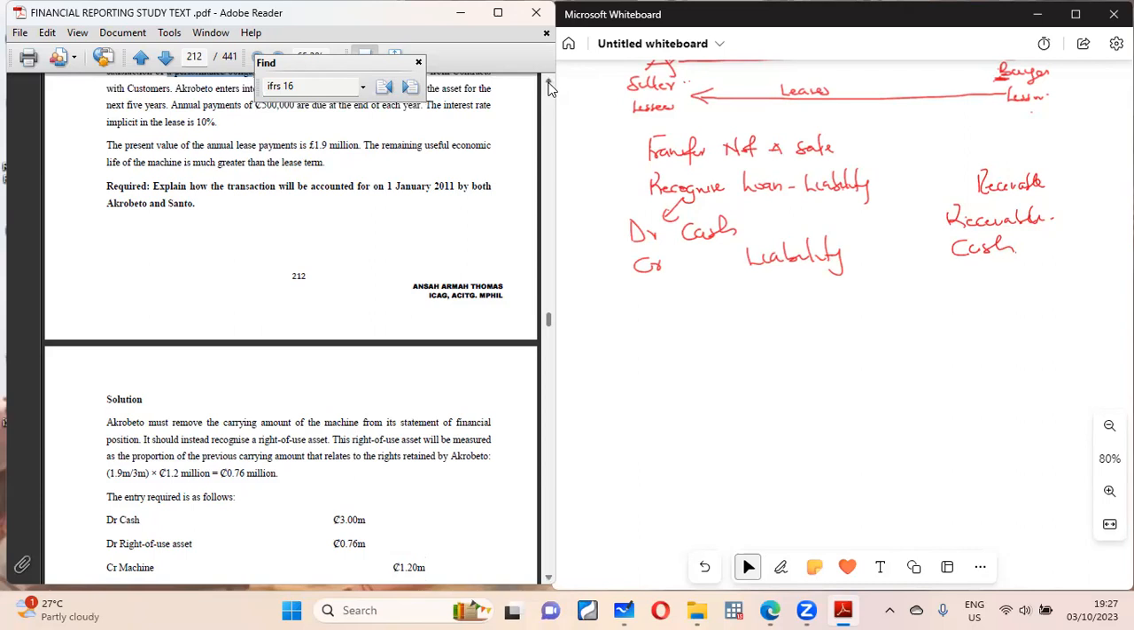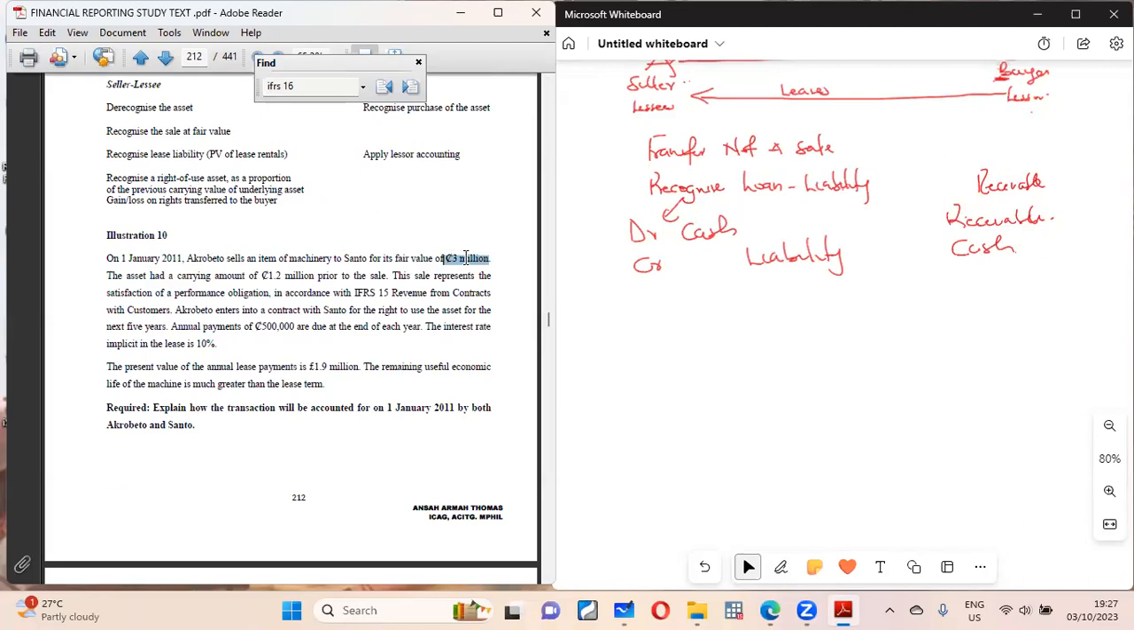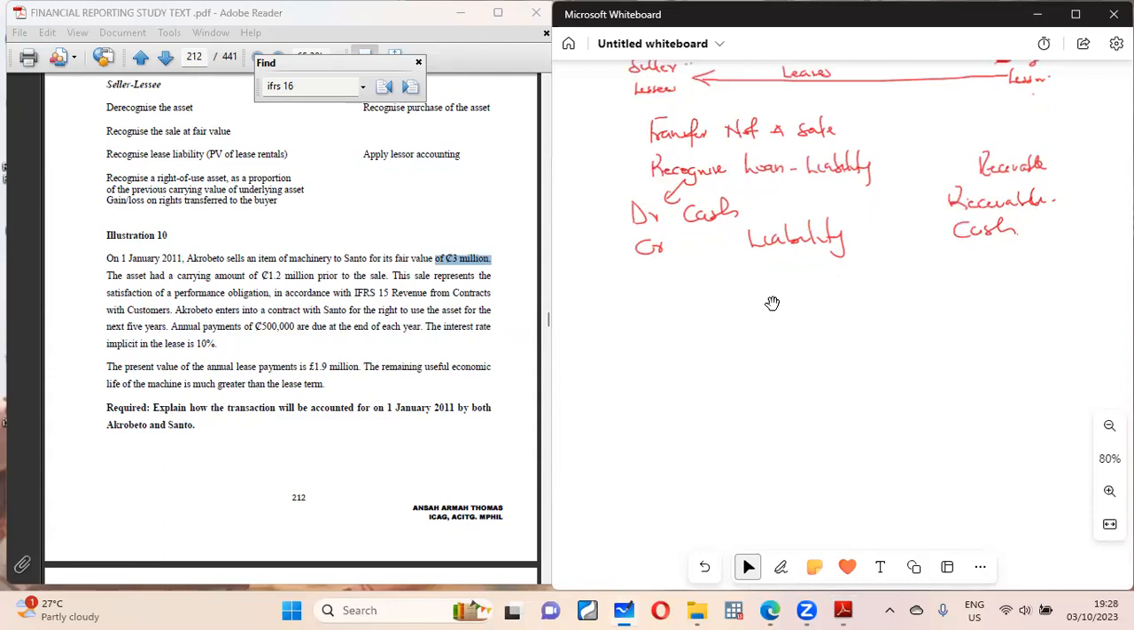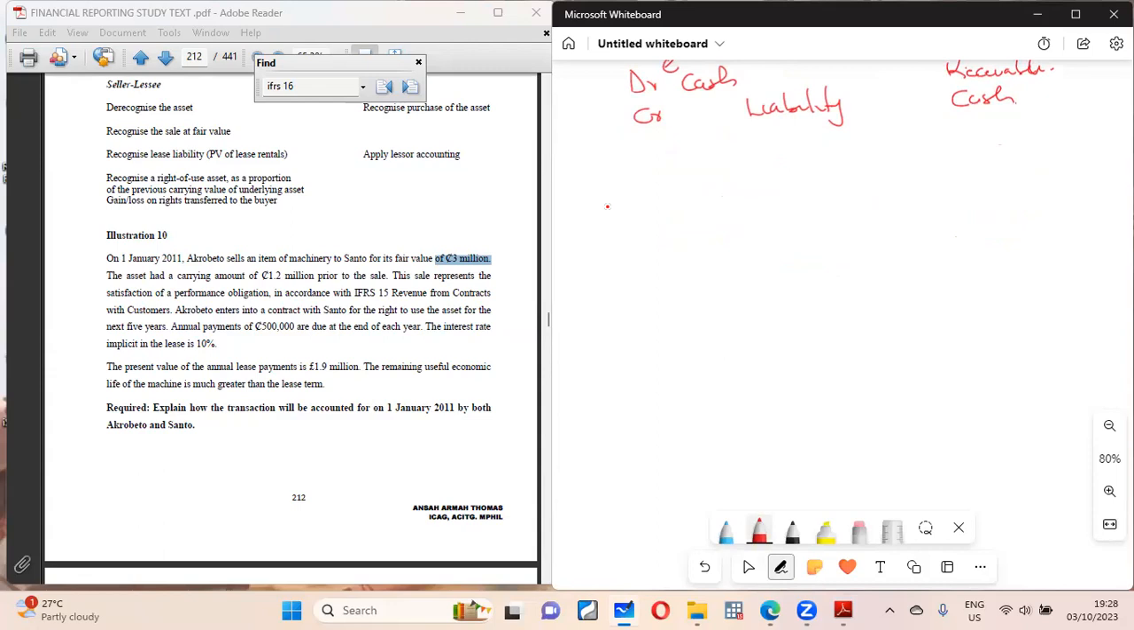So watch, let's see. He sold the asset. The carrying amount of the asset is 1.2, but he sold it for what? 3 million. So let's derecognize the asset. Well, how do you derecognize an asset? Yes, who remembers? I showed you when we were doing PPE disposal. All right, then you do accumulated depreciation, then you do disposal account. But here, I don't want to use a T account anymore. What you are supposed to do is that you credit the asset so that it cancels out of your books. So you would debit disposal account.